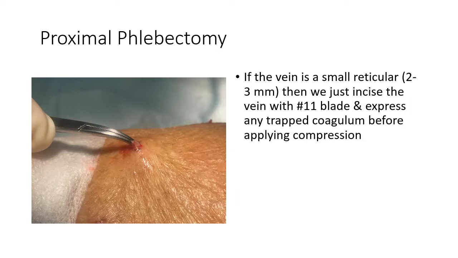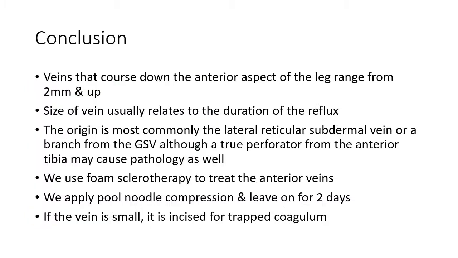Now, if the vein is small, such as a reticular vein around 2 to 3 millimeters, which is often the case, after foam sclerotherapy with 0.2% Sotradecol or 0.3% polidocanol, we incise the vein about 5 minutes later with an 11 blade and express any trapped coagulum before applying compression. Now, veins that course down the anterior aspect of the leg over the tibia can range from 2 millimeters up. The size of the vein usually relates to the duration of the reflux. The origin of this vein is most commonly the lateral reticular subdermal vein, a branch of the GSV, or actually a true perforator from the anterior tibial vein.